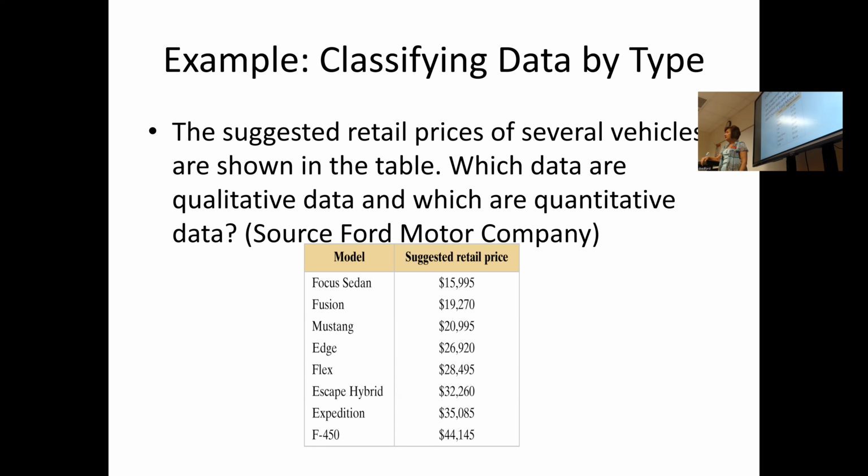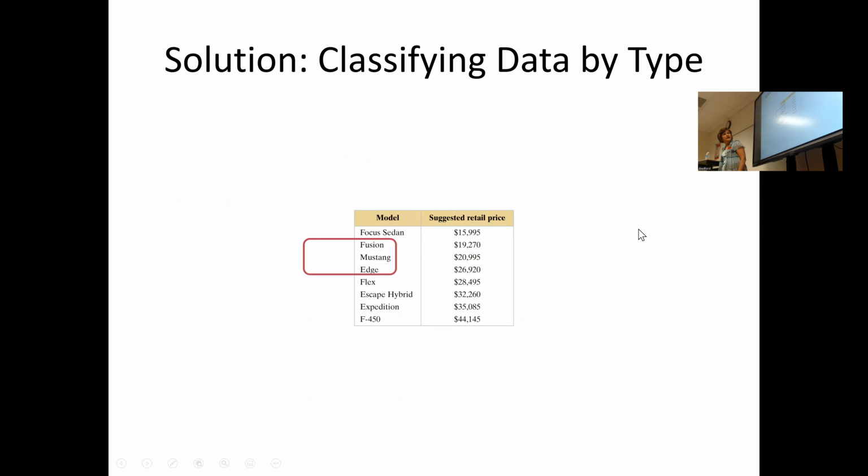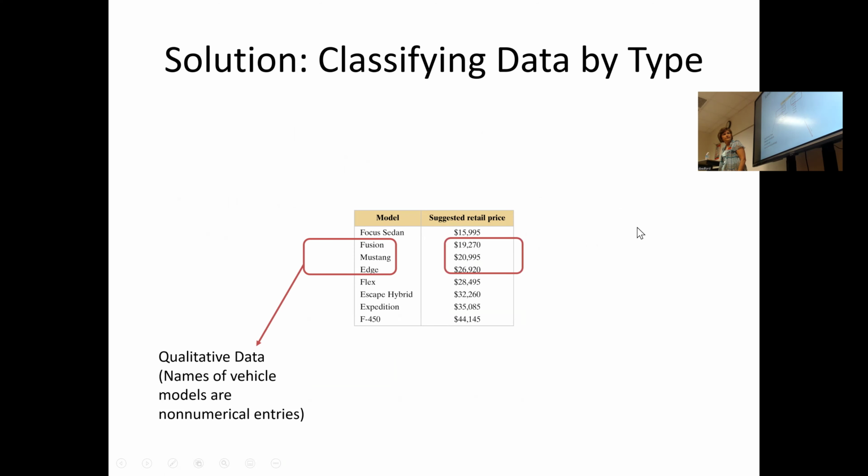Does that mean that the suggested retail price then is quantitative? Because if I look at this number and I say, the Escape Hybrid is $32,260, I think that number has meaning for me. I can look at my bank account and see if that's a doable thing for me or not, right? So qualitative is over in the left column, quantitative was in the right. And this just confirms what you guys told me.